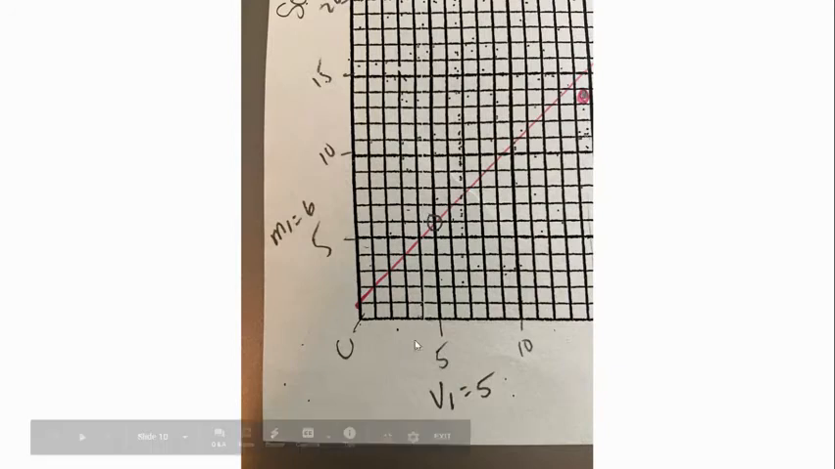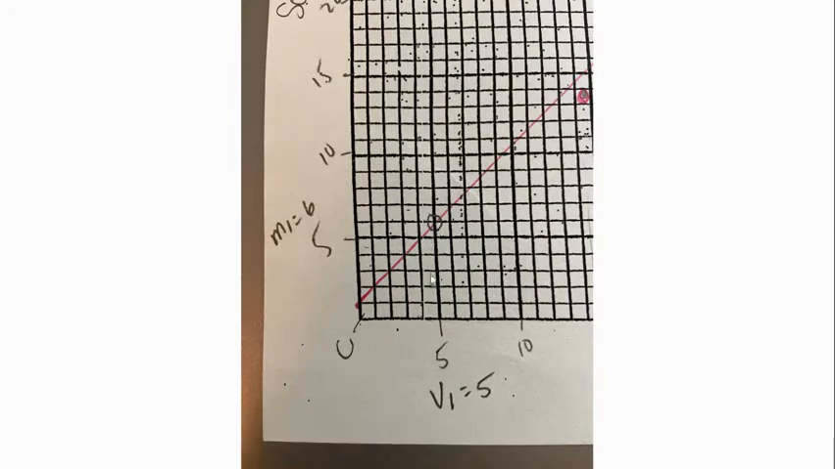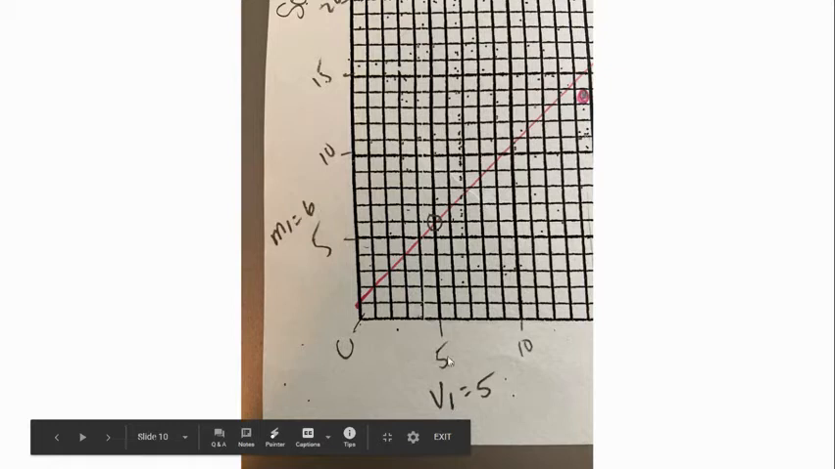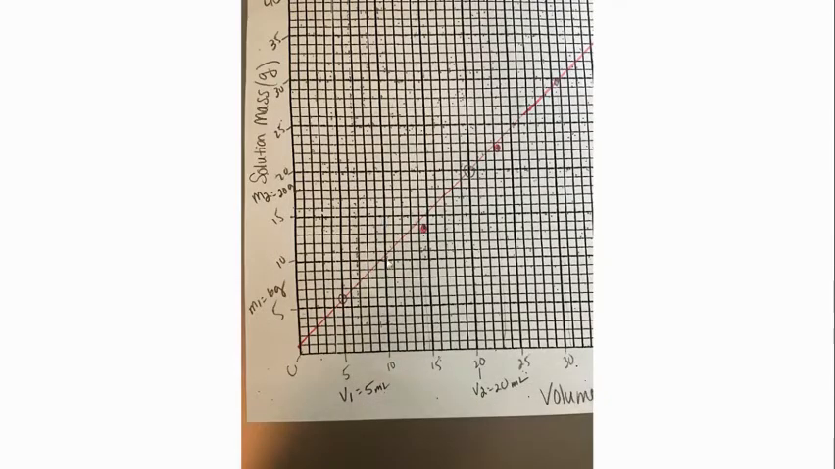After you find your first spot, you're going to read the V value, the X value. So V1, volume 1, is 5, and I should have put mL, but I didn't because it's mL on the bottom. And then over here, my M1 value is 6 grams. Again, 5, and then 6. Then I want to pick another one.